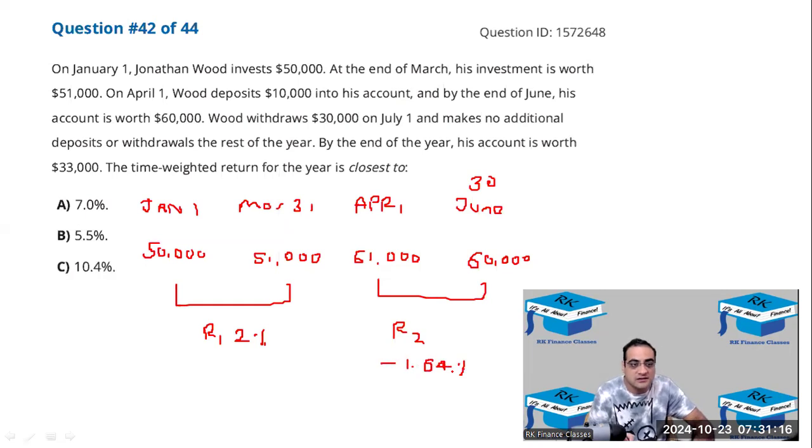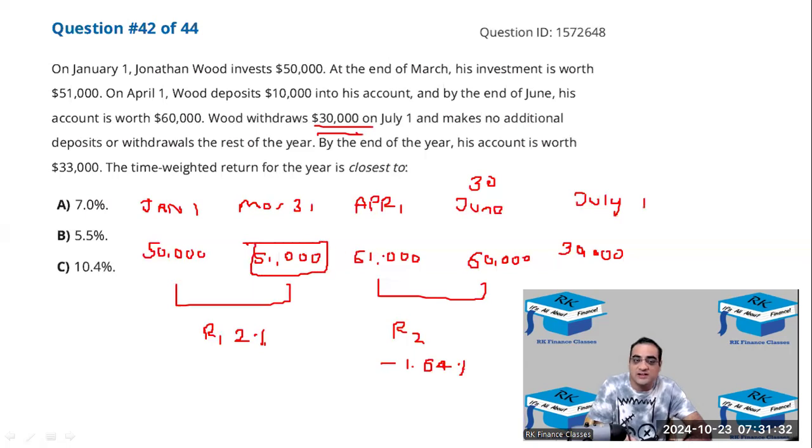Okay, and then he withdraws 30,000 on July 1. So let me write about it. July 1 को he has withdrawn 30,000. तो इसके पास था 60,000, उसमें से 30,000 विड्रॉ कर दिया तो बचा 30,000. जैसे यहाँ पे 51,000 था, उसने 10,000 ऐड कर दिया, बना 61,000. वैसे ही had 60,000, he is withdrawing 30,000, so he is left with 30,000.